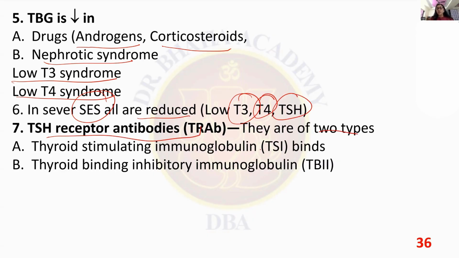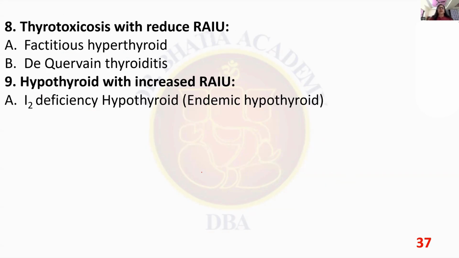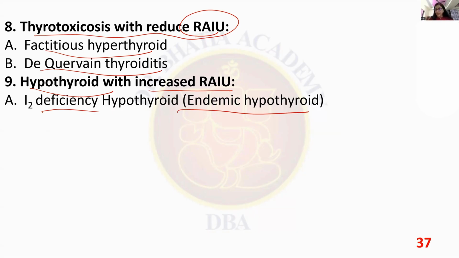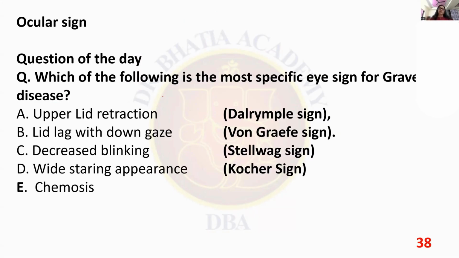TRAB antibodies, two types. They can be stimulating as well as inhibiting. Thyrotoxicosis with reduced uptake: factitious or de Quervain's. Hypothyroidism with increased uptake: endemic hypothyroidism, that is iodine deficiency.